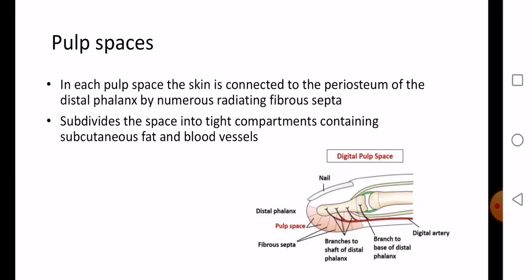In each pulp space, the skin is connected to the periosteum of the distal phalanx by numerous radiating fibrous septa. Can you see the diagram? Can you see the radiating septa? The skin and the periosteum are connected by radiating fibrous septa. It subdivides the space into tight compartments containing subcutaneous fat and blood vessels.